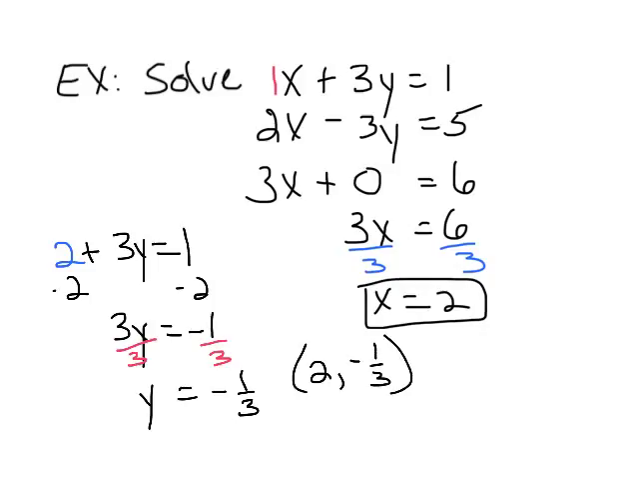You can also check your answer in the equation that I didn't use. So if I check it in this one, I'm going to try to squeeze that in here. 2 times 2 minus 3 times negative 1/3 should end up being equal to 5. This is 4. This ends up being a positive 1. And the system checks out. Linear systems are nice because you can always check your answer in both equations, and they both should yield a true result.